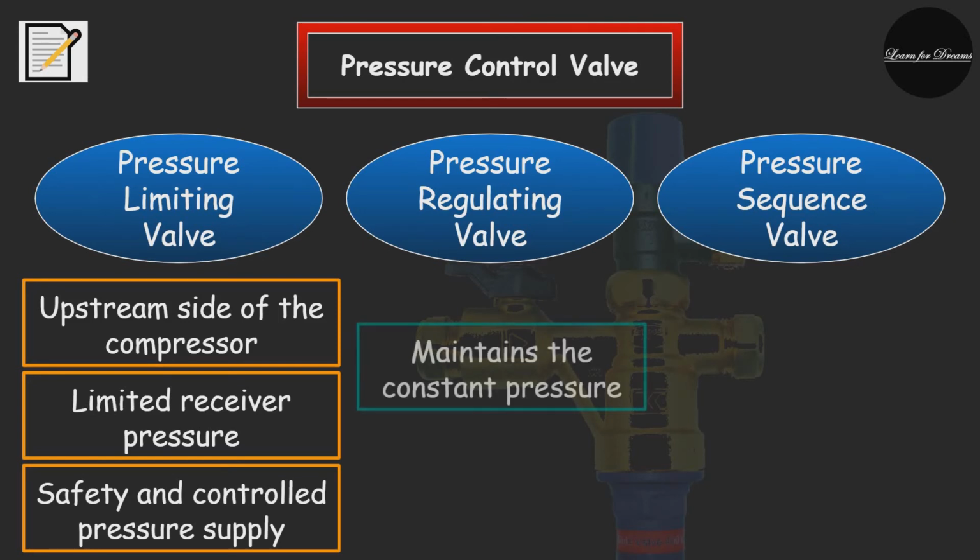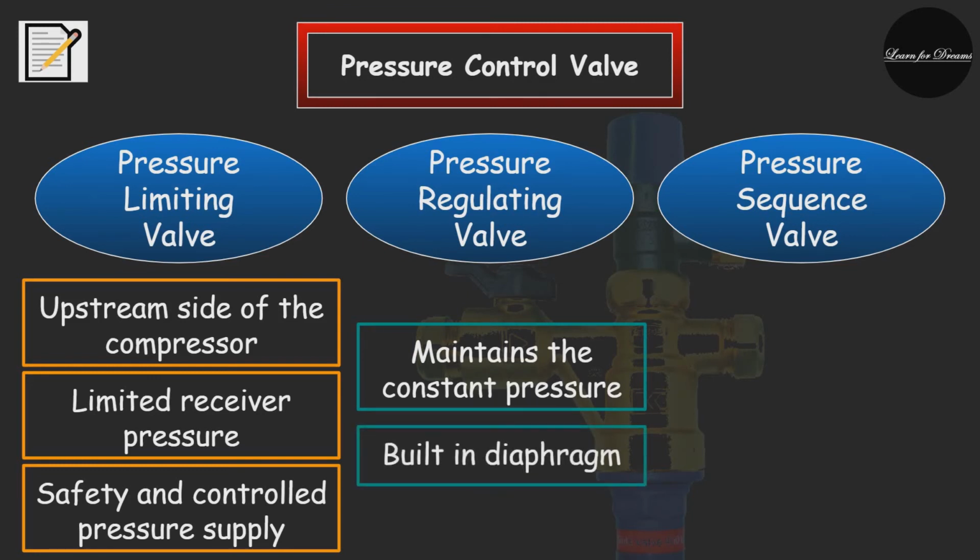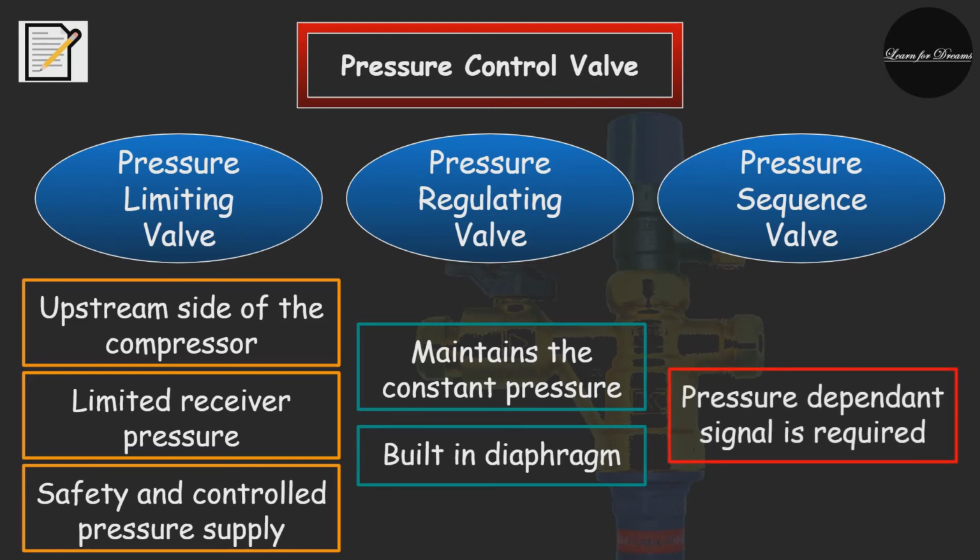The pressure regulating valve keeps the pressure constant irrespective of any pressure fluctuation in the system. The valve regulates the pressure via a built-in diaphragm. The pressure sequence valve is used if a pressure-dependent signal is required for the advancing of a control system.